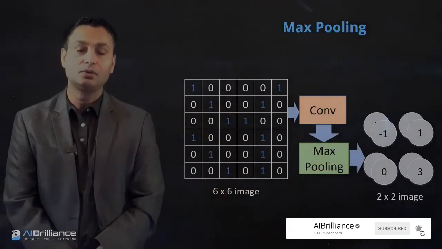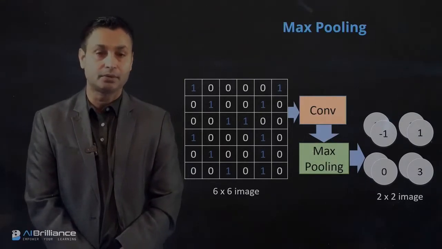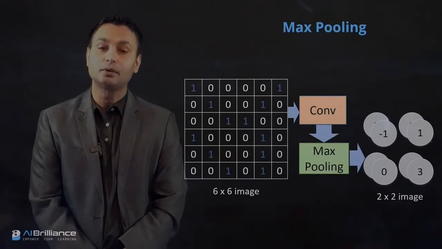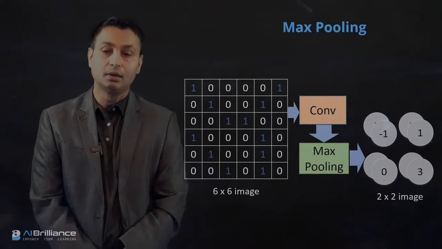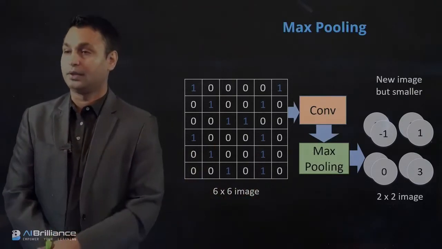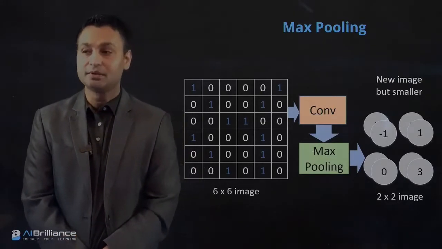And that's the main motivation behind the convolution and max pooling operations, because they capture all the salient aspects of the original image but reduce the overall number of bits required to store the same information. Okay, so this results in a new image, but the size of that new image is smaller.